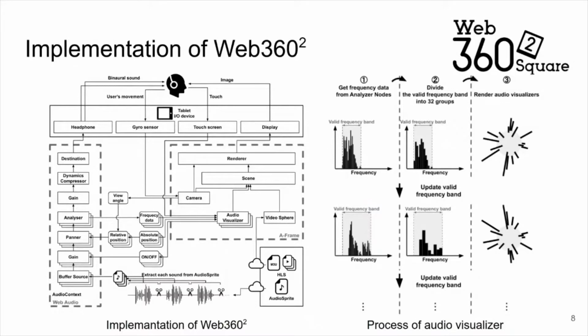Frequency data is obtained by the WebAudio API on each tick, on the order of 60 to 120 times per second. We extract the upper and lower limits of the frequency in which a valid value has appeared at least once, and define this band as the valid frequency band. Then the valid frequency band is divided into 32 groups. The average value is calculated within each group. The audio visualizer has 32 needles that have one-to-one random correspondence to the 32 valid frequency groups.